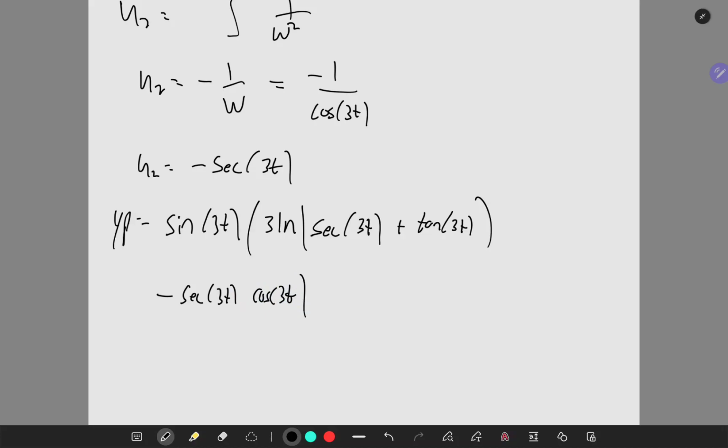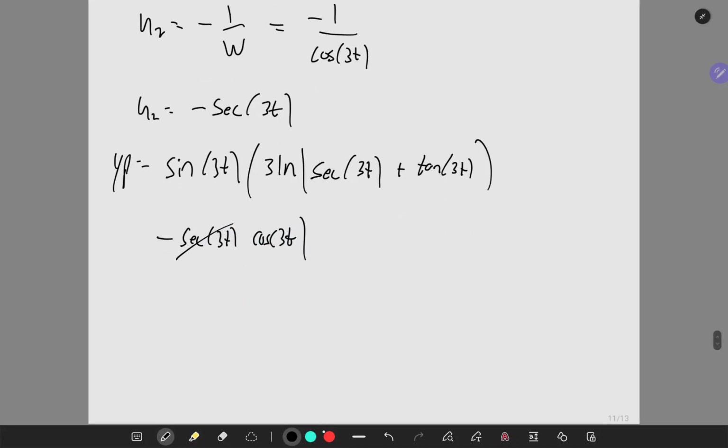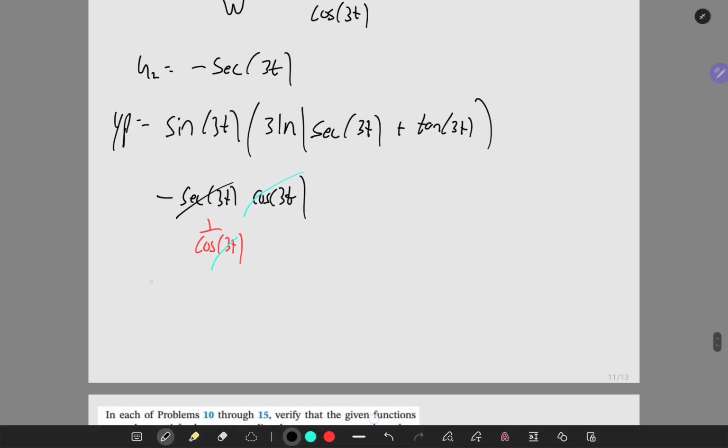And guess what? These cancel with each other, right? And those cancel. Or let me do that in a different color. And those cancel. So then let's do our y sub h plus y sub p, which is our y.